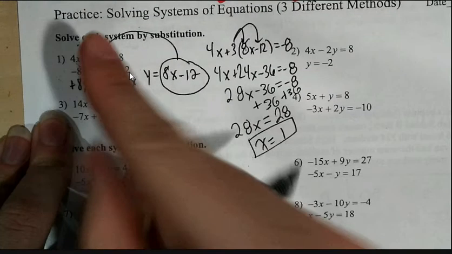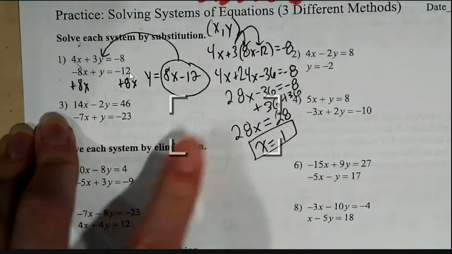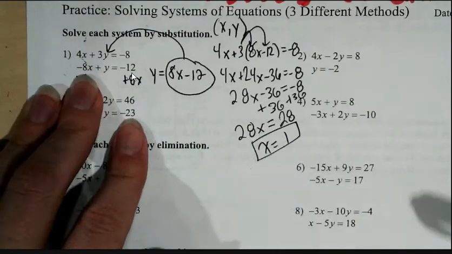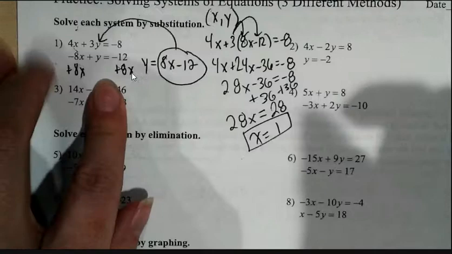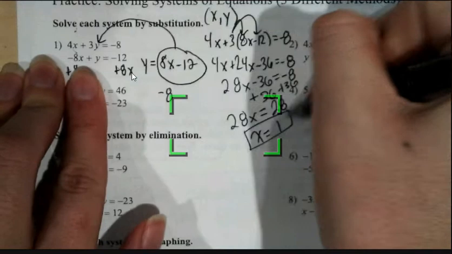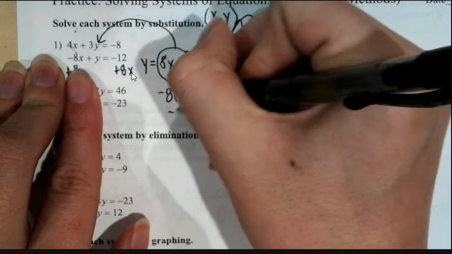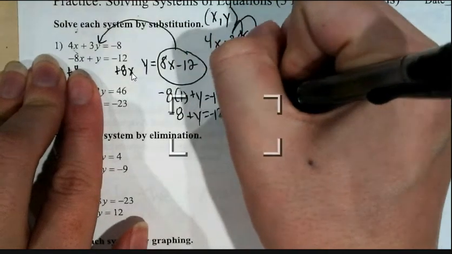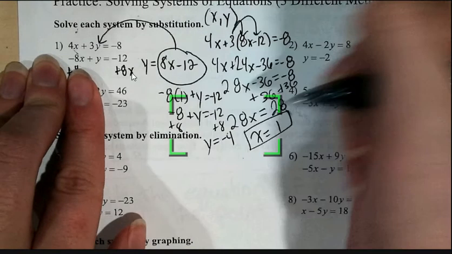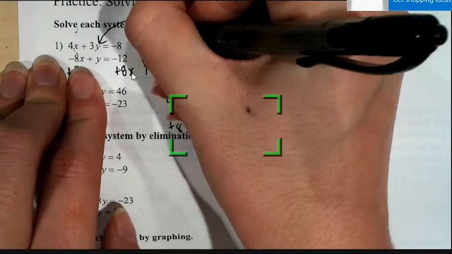When we solve systems of equations, our answer is always an ordered pair. So I know my x, I need to know my y. So I'm going to put into this equation right here, negative 8, instead of x I'm going to put 1, plus y equals negative 12. Negative 8 plus y equals negative 12. Add 8 to both sides, y equals negative 4. So my ordered pair for number 1 is 1 comma negative 4.